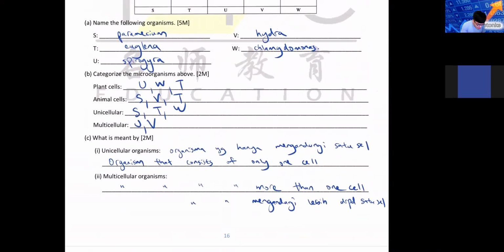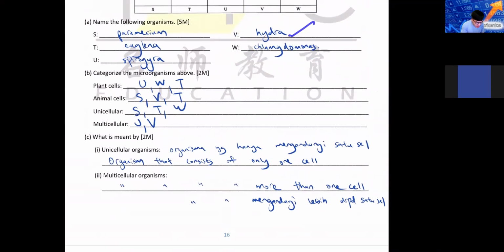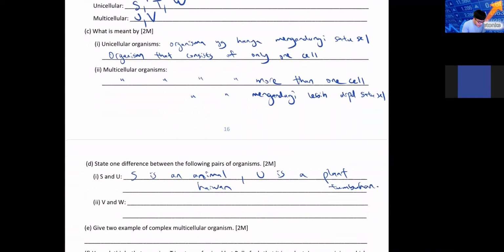Okay, anyway, V and W. So V is your Hydra. Okay, W is your Chlamydomonas. So as you know, this fella is an animal. This fella is a plant. But we can't be writing the same answer, isn't it? Okay, so let's do it that way. Okay, Hydra is multicellular. Chlamydomonas is unicellular. Okay, so V is a multicellular organism, whereas your W is a unicellular organism.